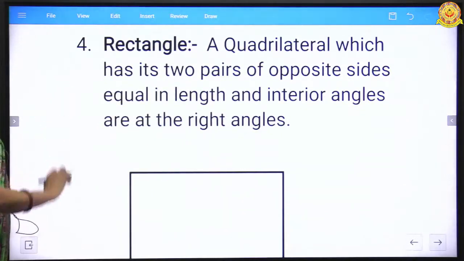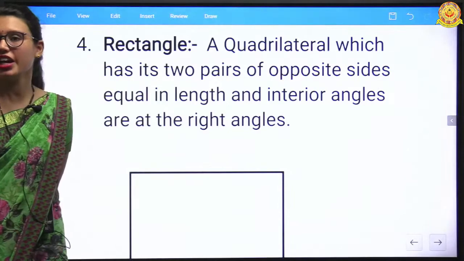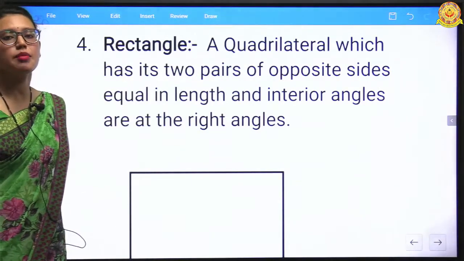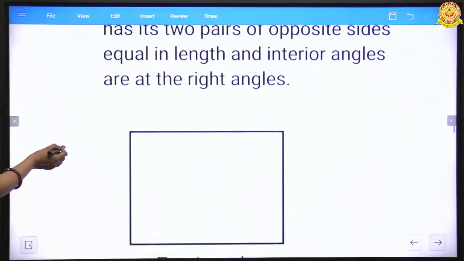Our next shape is rectangle. What is a rectangle? This is similar to a square. A rectangle is a quadrilateral which has its two pairs of opposite sides equal in length and interior angles at the right angle. Just look at this.